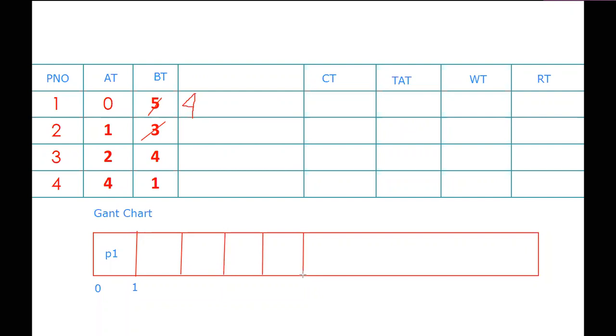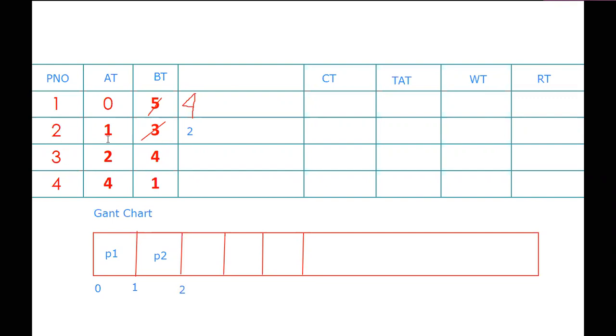And so on. So we will allocate the CPU to process 2. So let's write P2 here. Now this is the second. So now when the time is 2 seconds, let's again go back here.